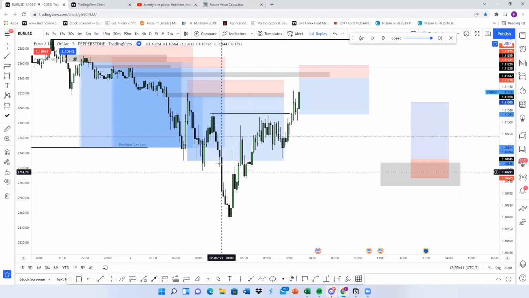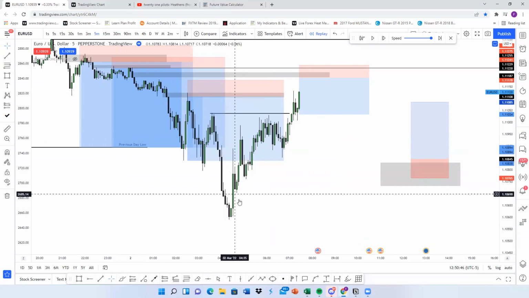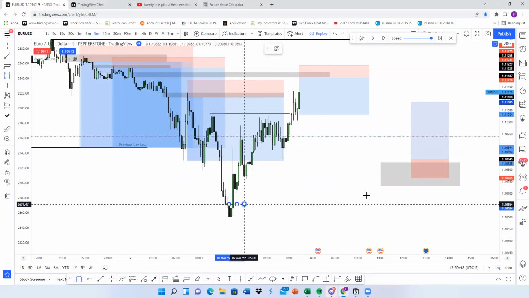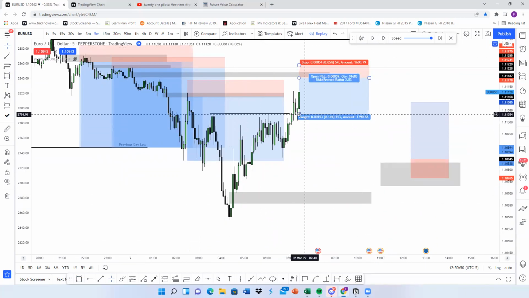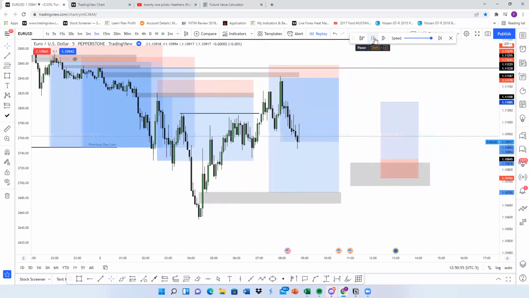To come back where? You can see this move down here. Is there any fair value gap associated with that? No. It's over here, right? So we want to see price come down here. So it's a target. Oh, nice.